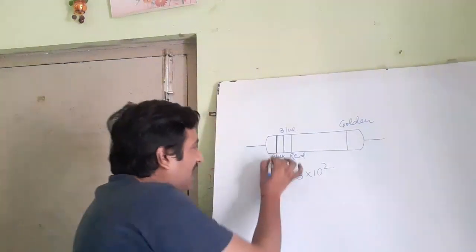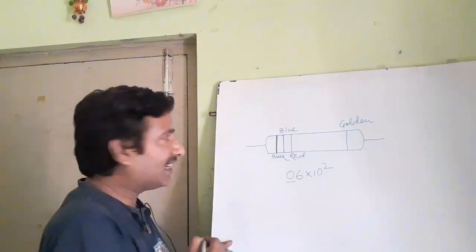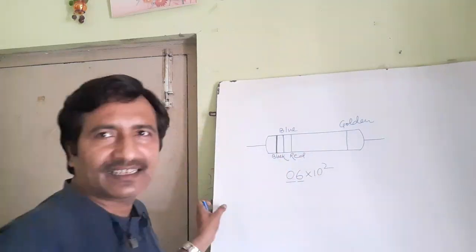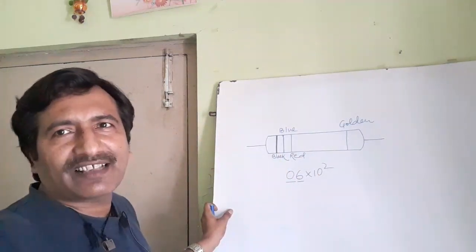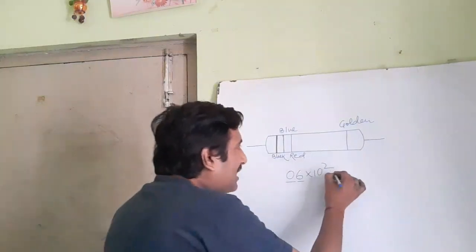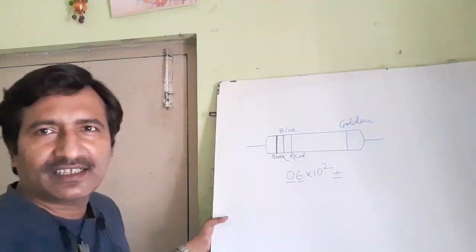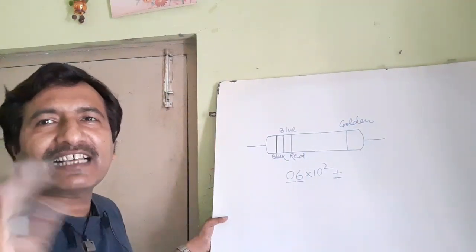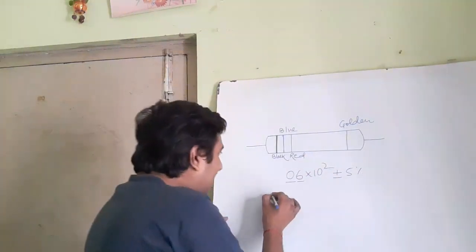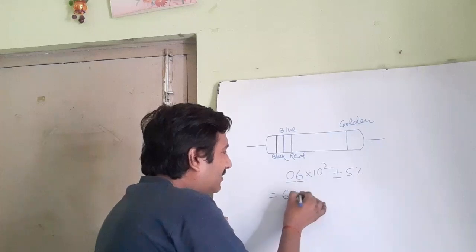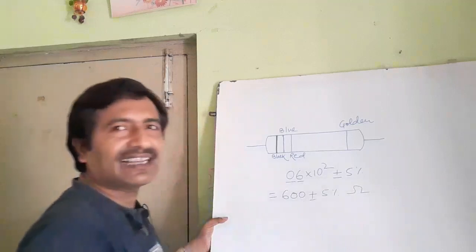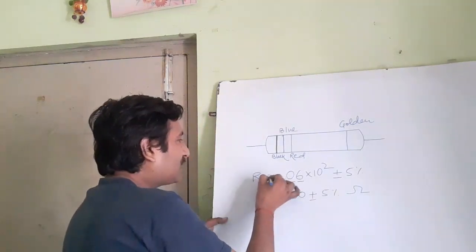Got it? First color, first significant digit. Second color, second significant digit. And third color is the multiplier. So red has 10 power 2 as the multiplier. So this is 06 times 10 power 2. Plus minus tolerance. You see golden. Gold is plus minus 5%. You can write it as 600 plus minus 5% ohm as the resistance, means R is equal to this.